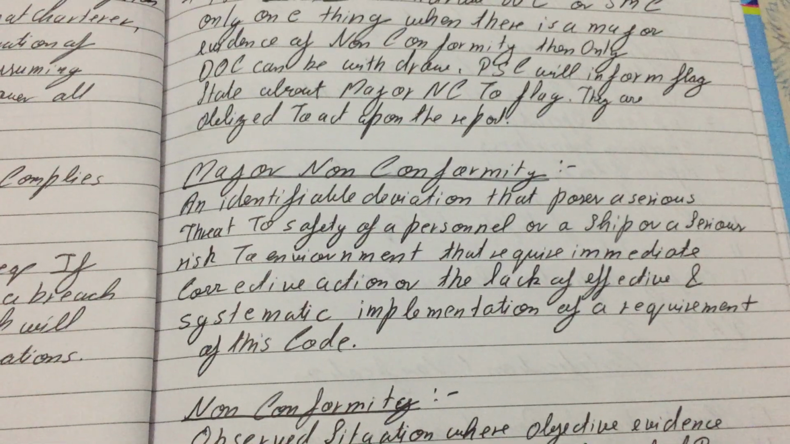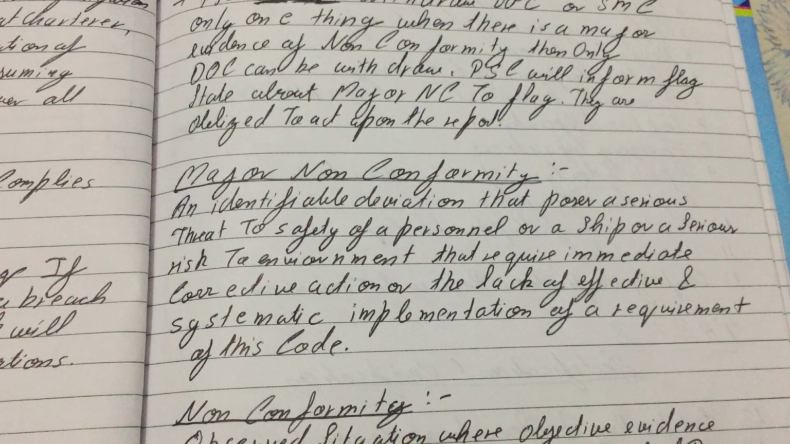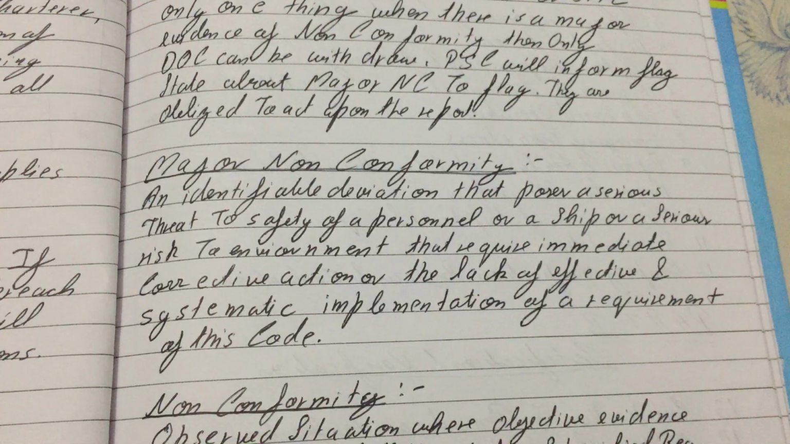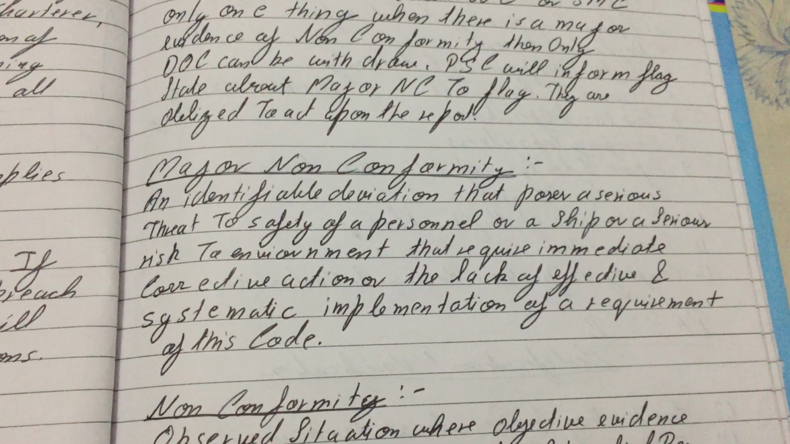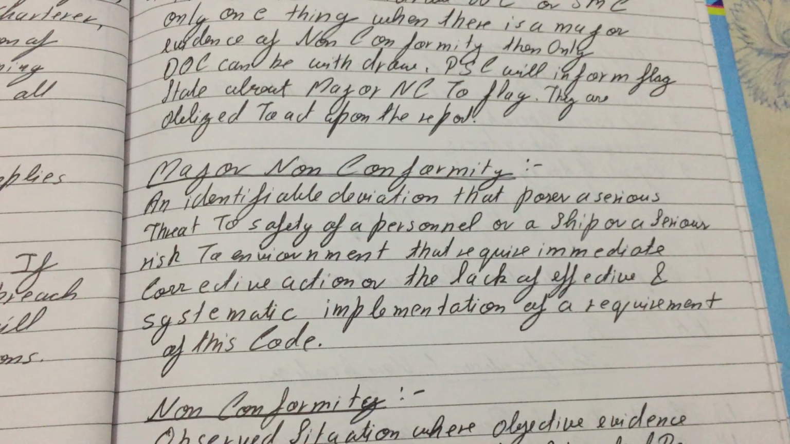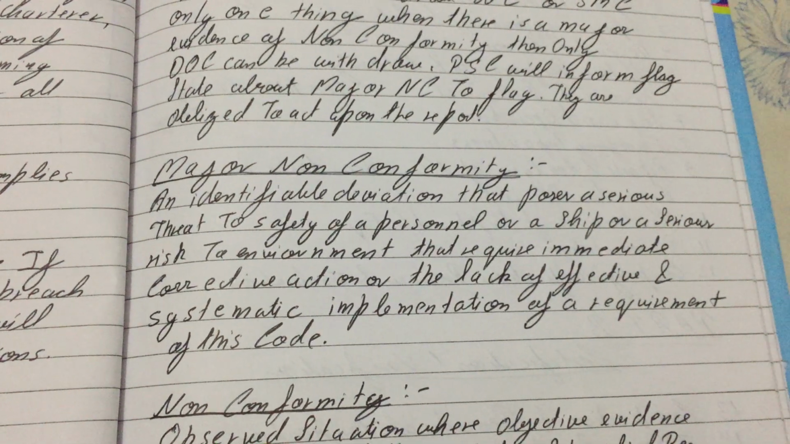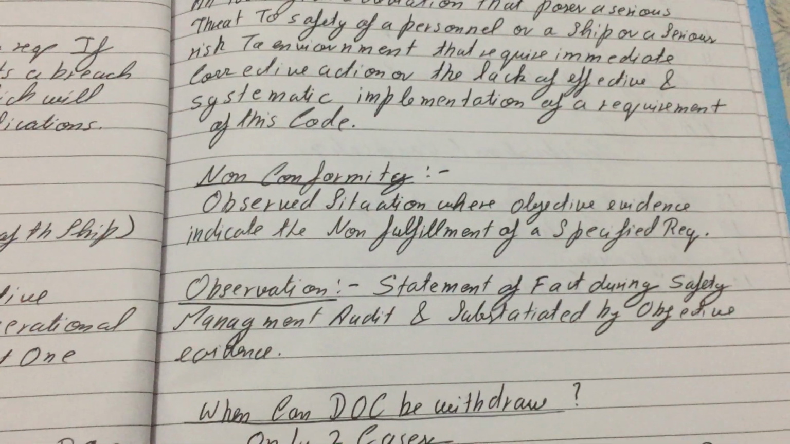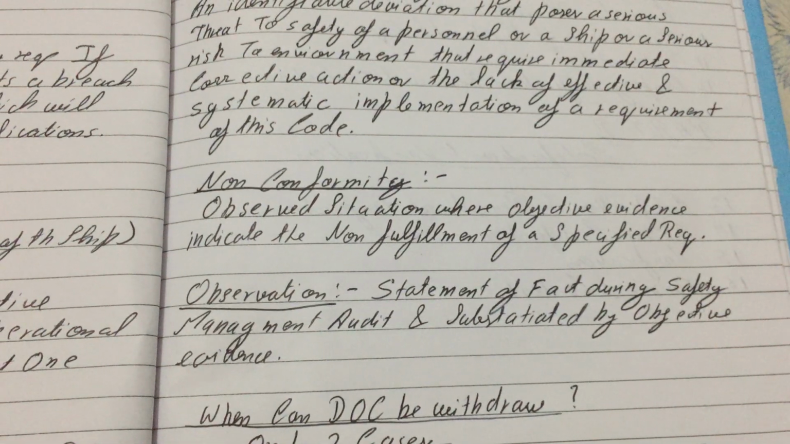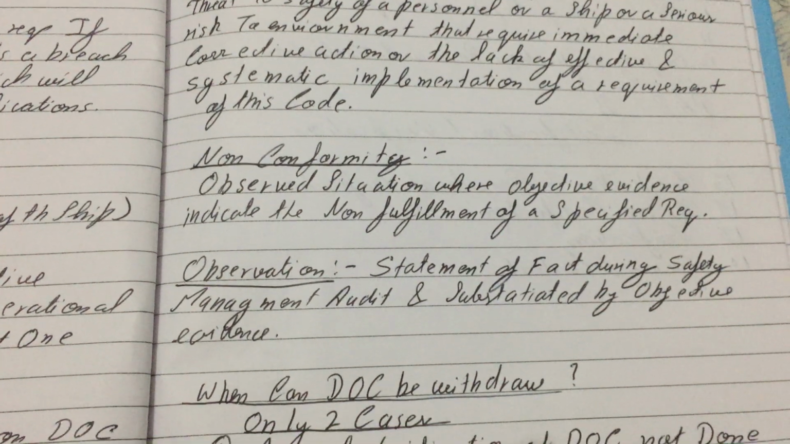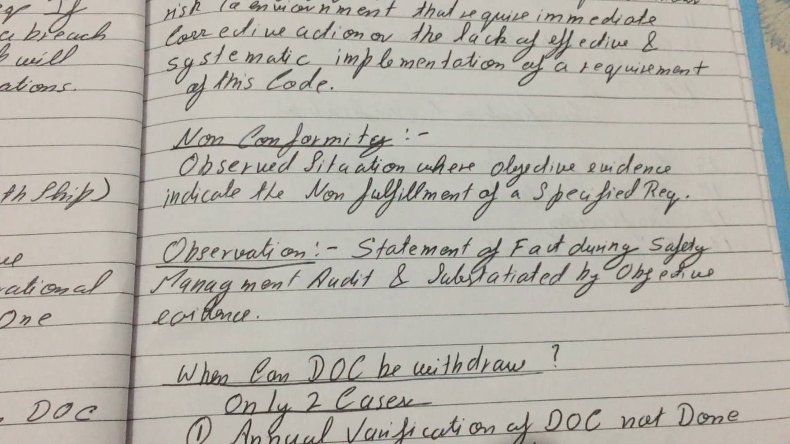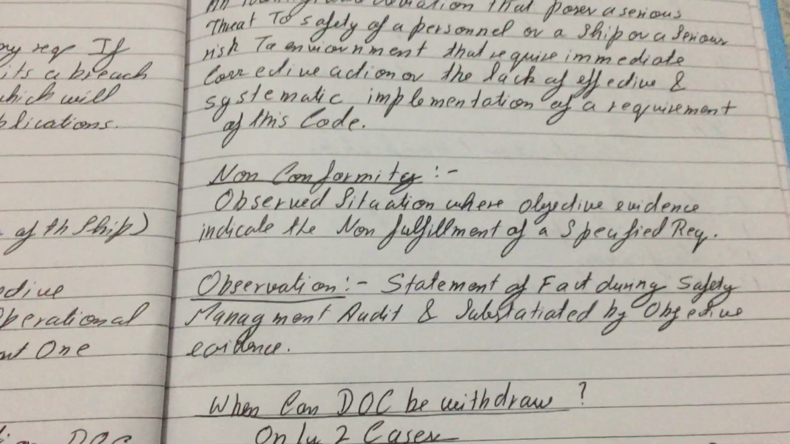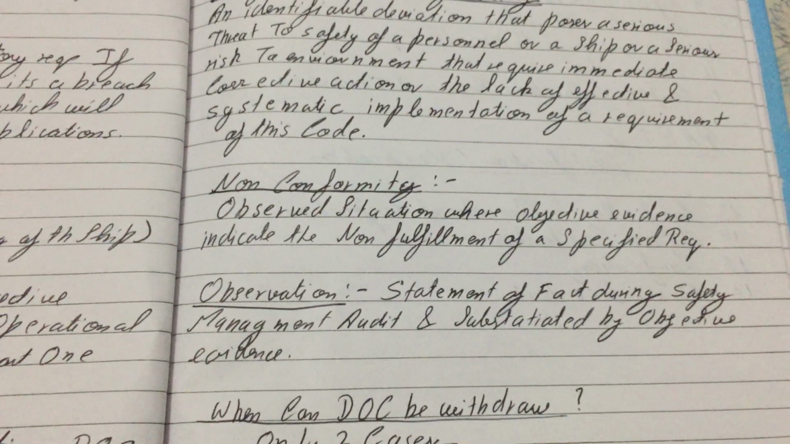Now we see what a major non-conformity is. An identifiable deviation that poses a serious threat to the safety of a person or a ship, or a serious risk to the environment, that requires immediate corrective action, or the lack of effective and systematic implementation of a requirement of this code. So this is the definition of major non-conformity. Then we come to non-conformity: an observed situation where objective evidence indicates the non-fulfillment of a specified requirement. And how will you define observation? A statement of fact made during a safety management audit and substantiated by objective evidence. So these are definitions, you have to just learn them by heart.